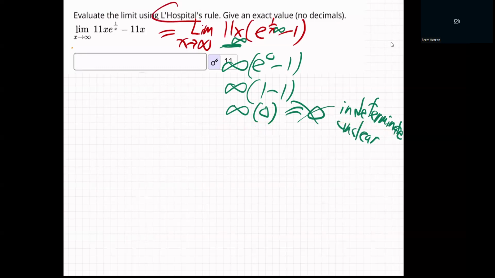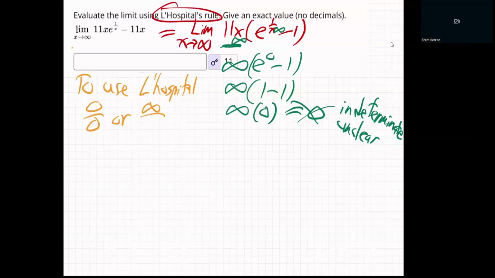We see how it says L'Hôpital. Now remember, that's pronounced L'Hôpital's rule. It's French. You don't say "La Hospital," but that's fine if you do, whatever. So to use L'Hôpital's rule, we have to have 0 over 0 or infinity over infinity. You cannot use L'Hôpital until you have 0 over 0 or infinity over infinity.